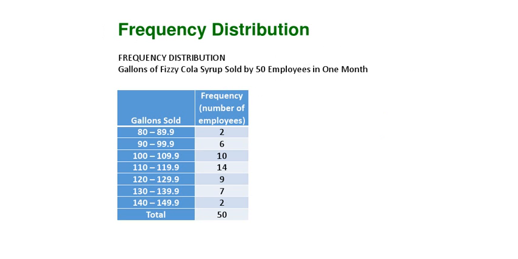So we create categories in which there are data bins here from 80 to 89.9 and 90 to 99.9. We say that these categories are of width 10, we can count the number of employees who sold those amounts within each of these categories, and we can see the top sellers within each one. For example, most sellers sold somewhere between 110 and 119.9 gallons of their cola syrup.